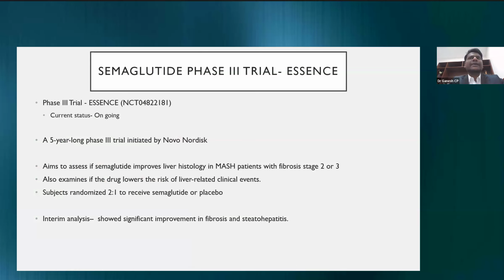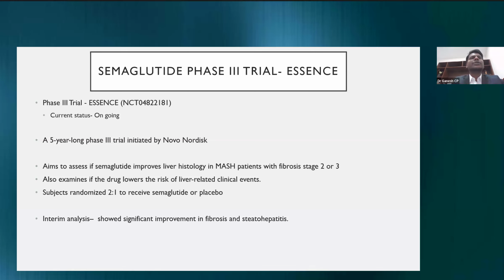But the landmark trial, which is the Essence trial, is a 5 year long trial, which is still ongoing, and is for patients with MASH. That is, this is a biopsy study, meaning before the onset of the trial, the patient is subjected to biopsy. The patient should have steatohepatitis and significant fibrosis, and those patients were allocated 2:1 to receive semaglutide or placebo.